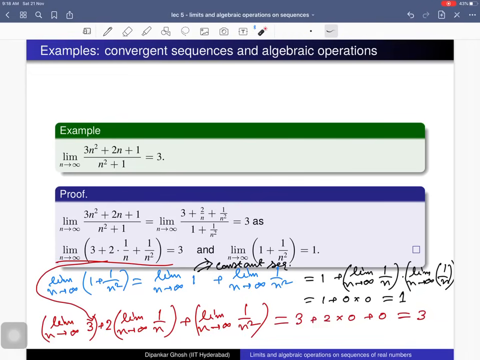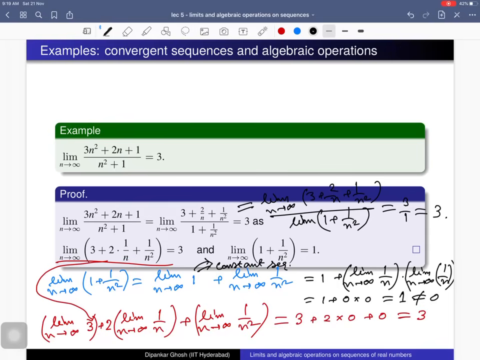So then, since this limit is 1, it is something non-zero. So using the rule of division, we can see that the limit of this sequence divided by this sequence is just the limit of this sequence divided by the limit of this sequence, because the limit of this sequence is something non-zero. So this thing we are getting is the limit of 1 by n square. So this is 3 by 1, this is 3. Okay.